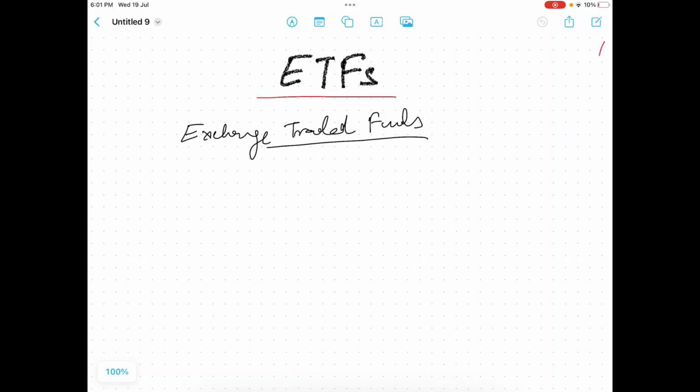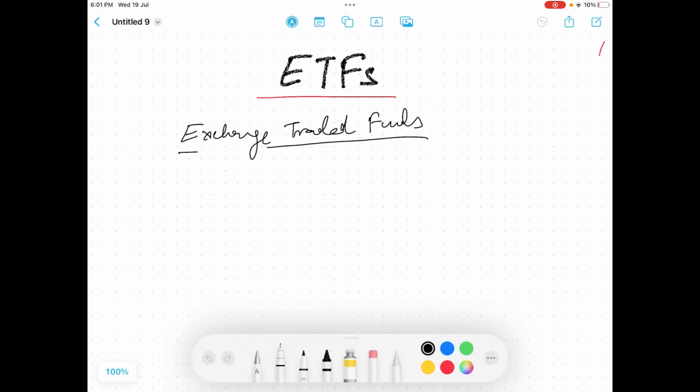ETFs are called exchange traded funds, right? So that is the full form. To make you understand, have you ever wondered how you can buy an index itself? Like if you want to buy Nifty 50 or Sensex or Nifty IT or Nifty Metal, right? You don't want to go for a specific stock, but you want to buy a particular index or a particular index of a sector, right? So that's where ETFs come in handy.